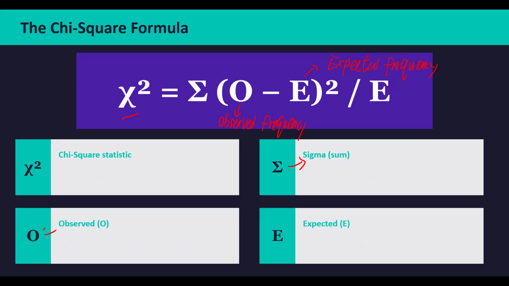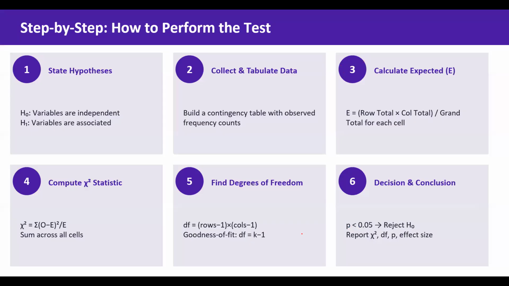And so O means observed, E means expected. Now we just basically calculate the chi-square values, and then we compare that with the critical chi-square values from the chi-square table. You'll see that table in a bit. So step one, we state a hypothesis. H0 is variables are independent. H1 is variables are associated.